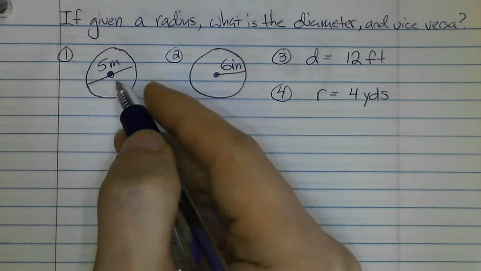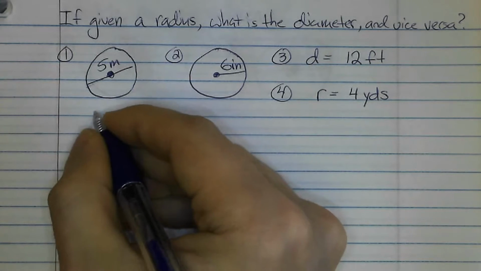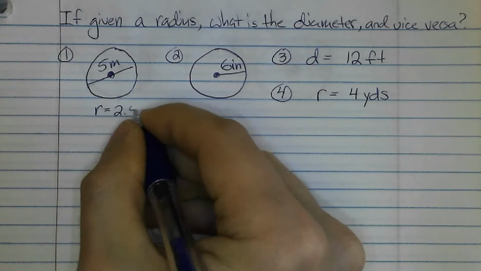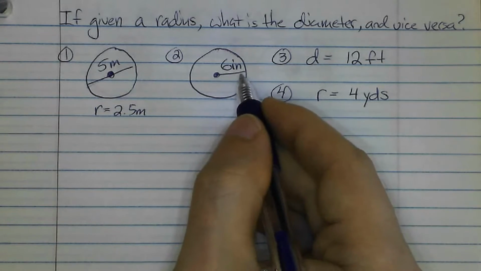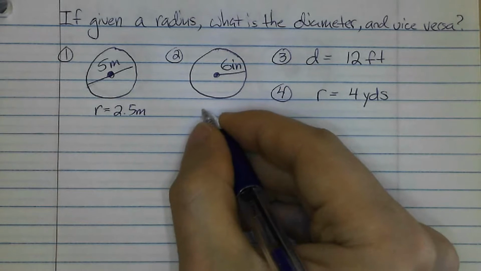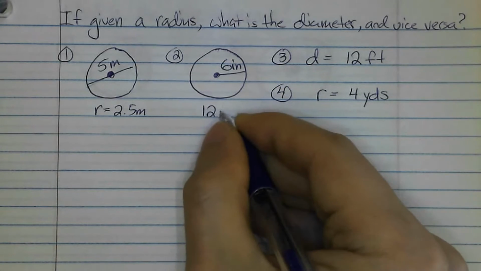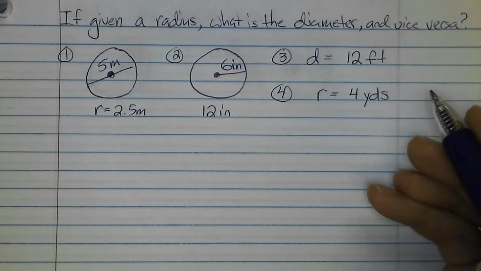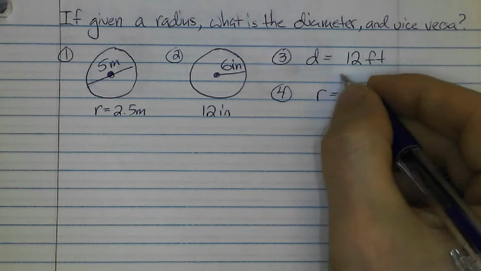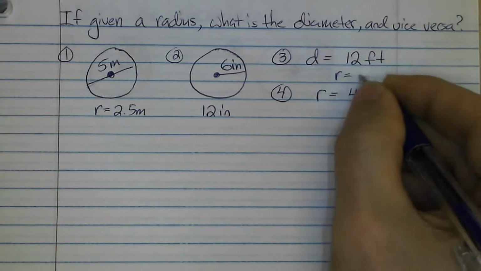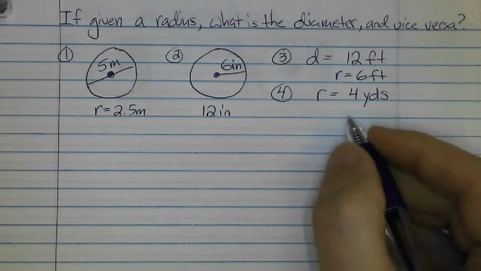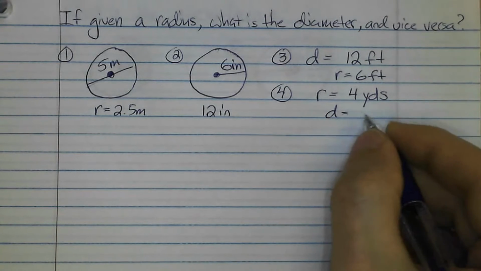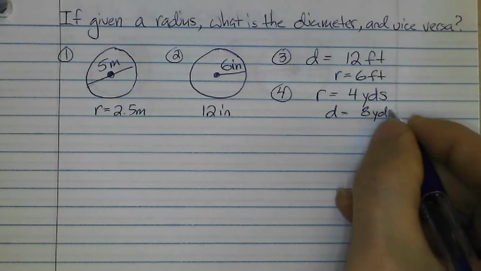Here we have a 5-meter diameter. Half of that is going to be the radius, which is 2.5 meters. Here we have a 6-inch radius. Diameter is going to be double that. That's going to be 12 inches. Here we have a diameter of 12 feet. Half of that is going to be a radius, which is 6 feet. Here we have a radius of 4 yards, and double that would be the diameter, which would be 8 yards.